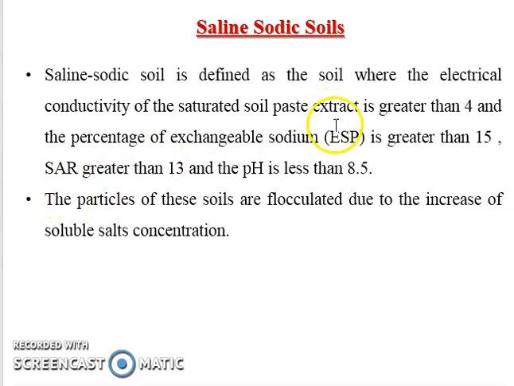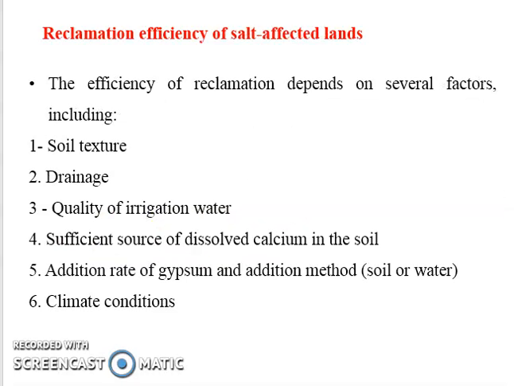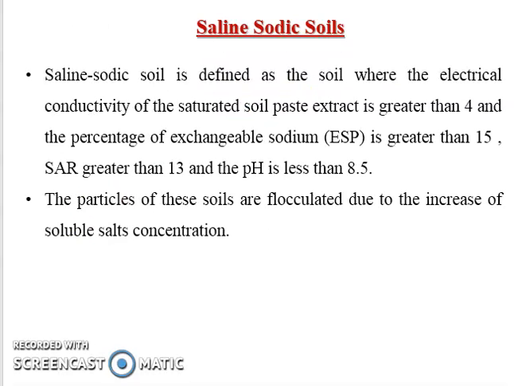On saline sodic soil reclamation, first, all of EC, SAR, and ESP are high. However, due to salinity, the pH is less than 8.5. The particles are flocculated at the beginning, but when you remove salt, the soil disperses. So how do you reclaim this soil? The first step is to remove salt by using fresh water and a good drainage system, and then put gypsum later after removing salt.